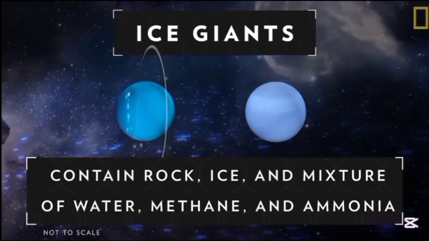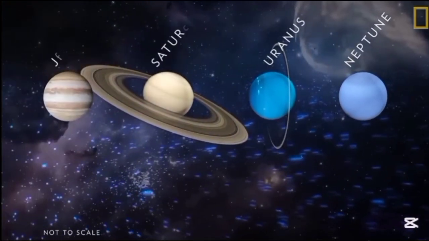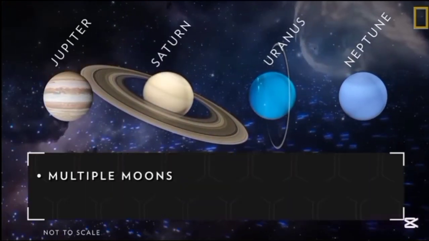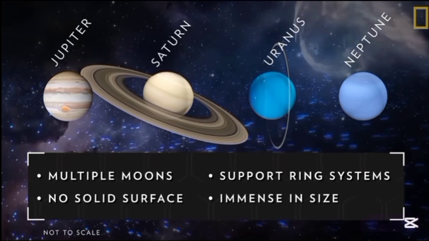While the ice giants contain rock, ice, and a mixture of water, methane, and ammonia. Yes, we are still continuing. Now let us look at the gas giants. They have multiple moons, just like Jupiter. They have rings, like Saturn, no solid surface, and are big in size.